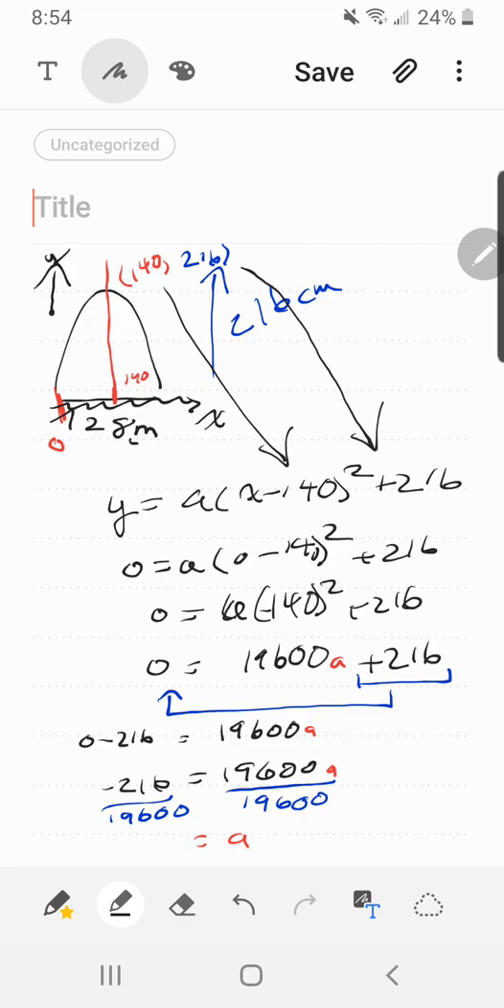And let me just write that out nicely so you can see it. And so we divide both sides by 19,600. We get negative 216 divided by 19,600. And you end up with approximately negative 0.011. So that is the A value that you calculate. And then what you do is you follow the rest of the work that you had done before, and you're good to go. All right?